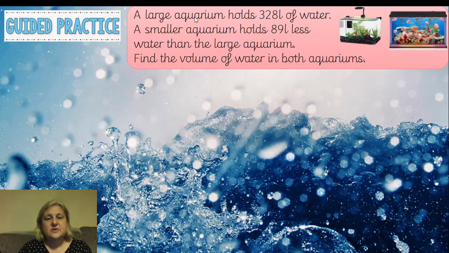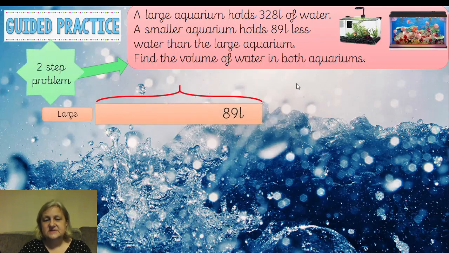So a large aquarium holds 328 litres of water. This is in litres now. A smaller aquarium holds 89 litres less water than the large aquarium. Find the volume of water in both aquariums. So it's very similar. Again, it's a two-step because we're going to need to find the volume of water in both aquariums at the end.